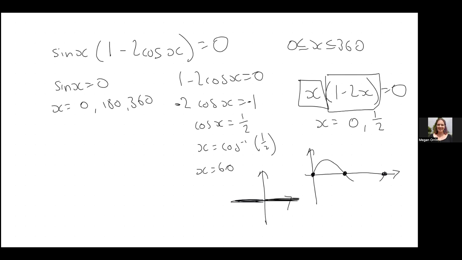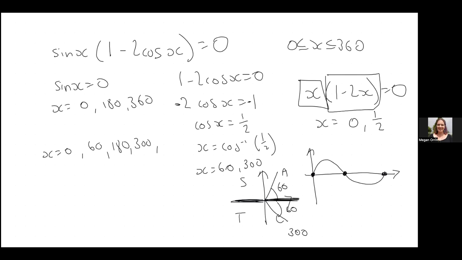This is my 60. What other quadrant am I allowed to be in? So CAST. I'm allowed to be down here as well. Good. So that means that's 60, which means that is 300. So these are my allowable answers. When I'm putting them together, I should write them in numerical order. So x is 0, and then 60, and then 180, 300, and 360.